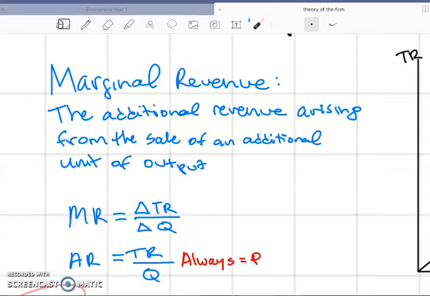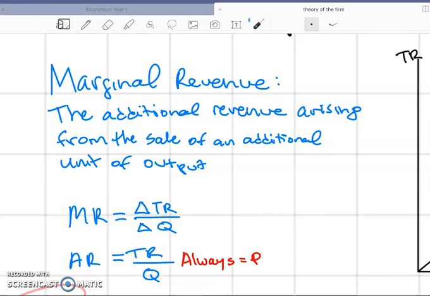Just as with our production curves and our cost of production, when it comes to our calculations, we can drill down a little bit further. We can go down to the marginal level, which is our additional revenue that arises from the sale of one additional unit of output. This is our marginal revenue curve here, equal to our change in total revenue over our change in quantity. We could also calculate our average revenue equal to our total revenue divided by the total output that we are producing.